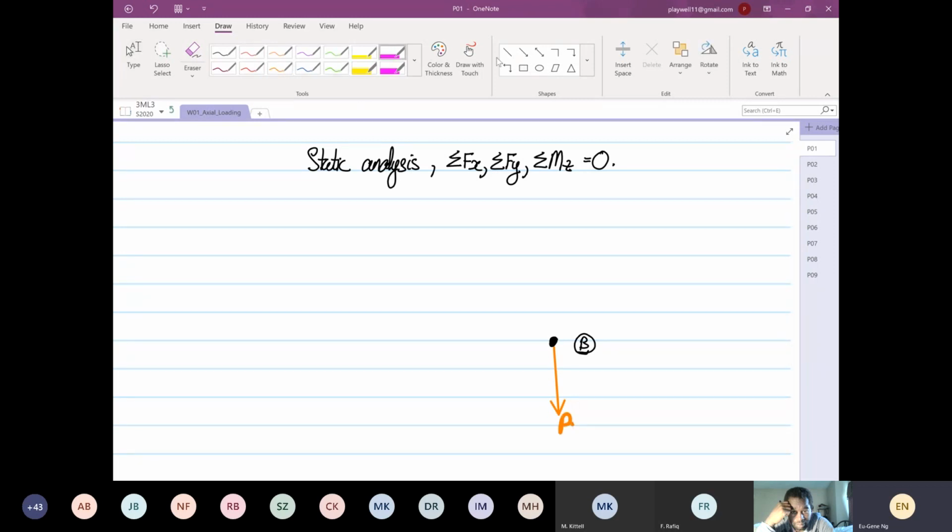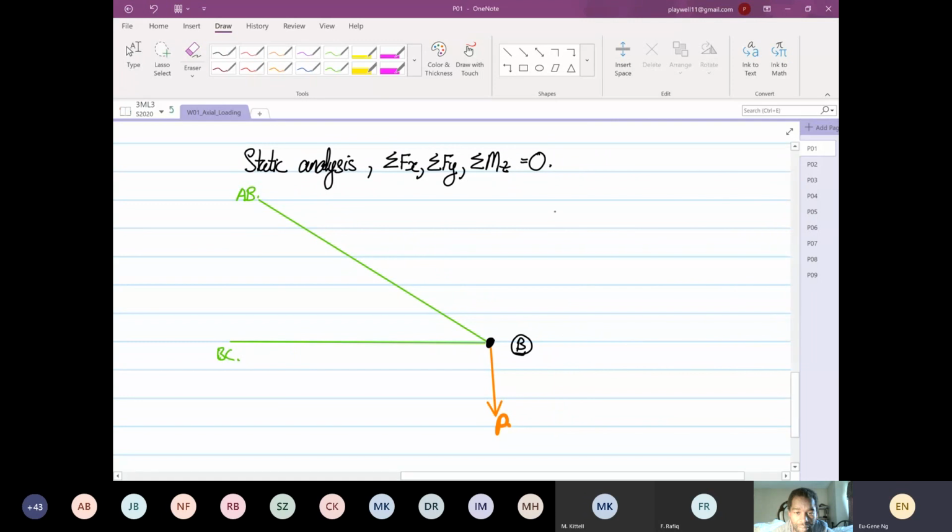This line represents the member AB, and this line represents our member BC. When we carry out method of joints, or truss analysis, we are just focusing on axial loading. So I repeat again, when we carry out truss analysis, the focus is on axial loading.